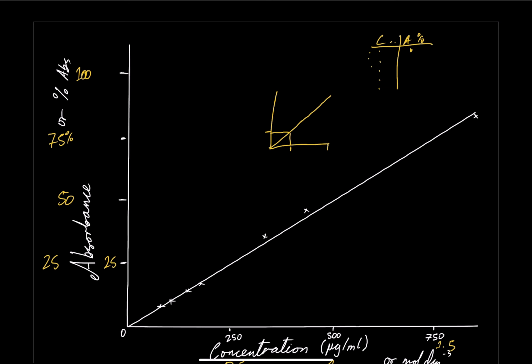25 percentage. 25, 50, 75, and then 100, right? Good. Done. So let's say from our sample, we don't know what the concentration is, but the percentage absorbance was 63%, which is roughly here, right? And you'd get your ruler. Have my ruler here.